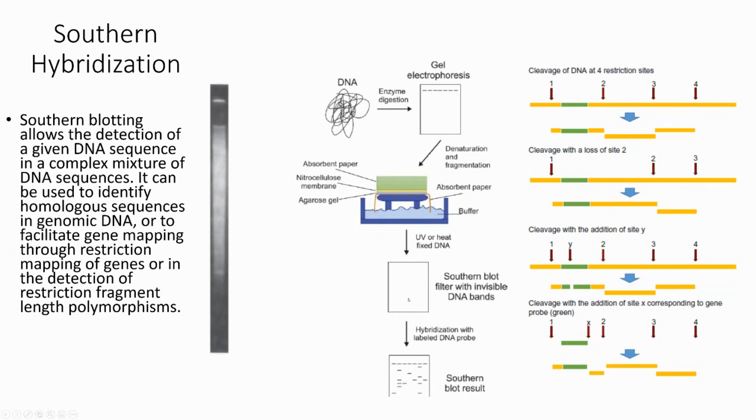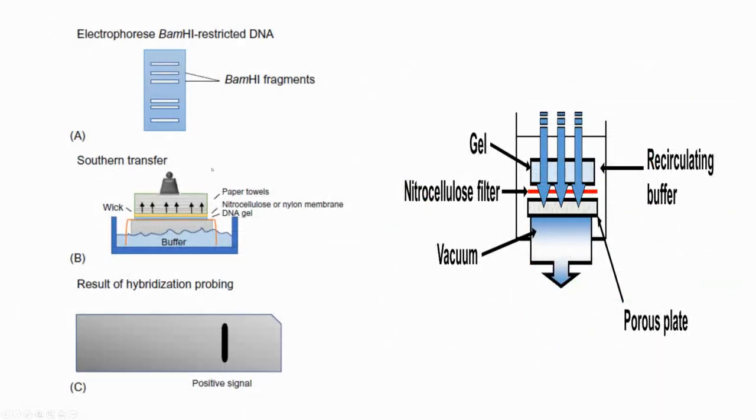After you transfer, the DNA on the membrane is invisible. In order to visualize the DNA, you need to hybridize with a labeled probe so that you can see the signal. Okay, so that's Southern hybridization. This is the setup: you have a paper towel on top of this nitrocellulose membrane and on top of this DNA gel. And you have this paper that can draw the buffer upward. That's capillary action, and during this process, DNA will be transferred from the gel to the membrane.